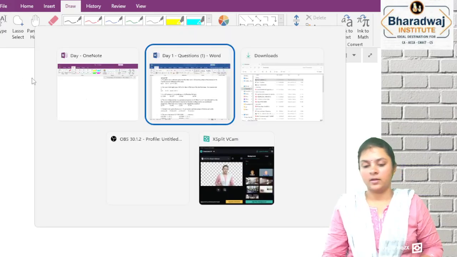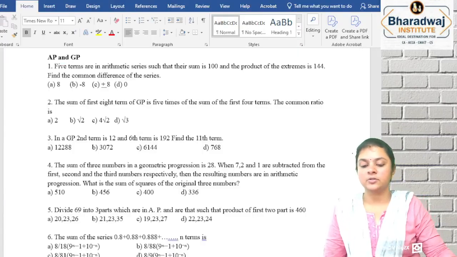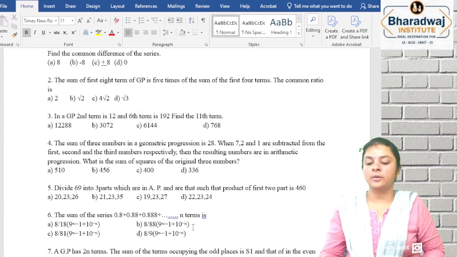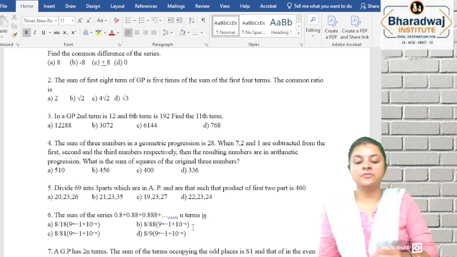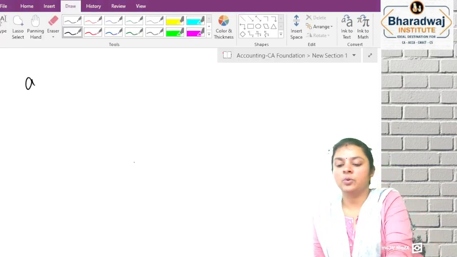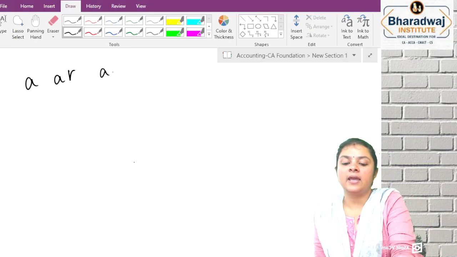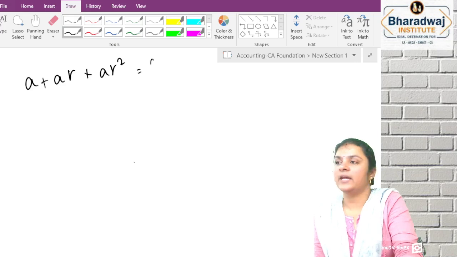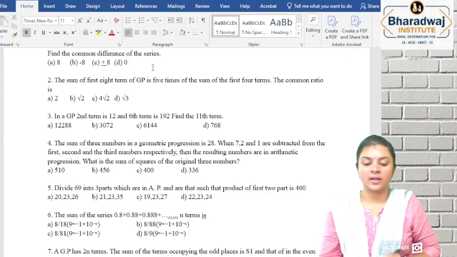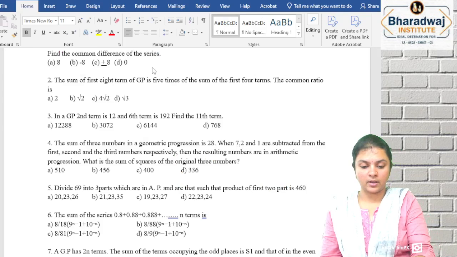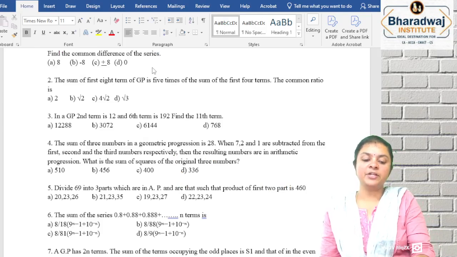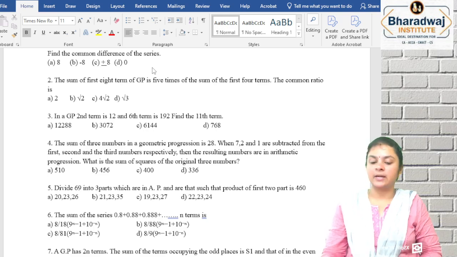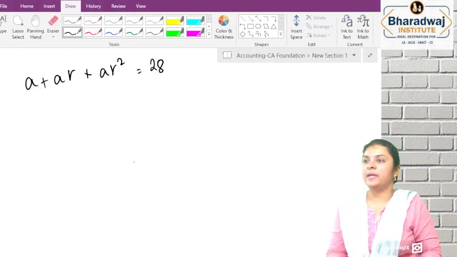Okay, so let's get to this question. Coming to the fourth question, the sum of three numbers in GP is 28. So A, AR, AR square, sum is 28. Now, when 7, 2 and 1 are subtracted from the three numbers, it results in an AP.